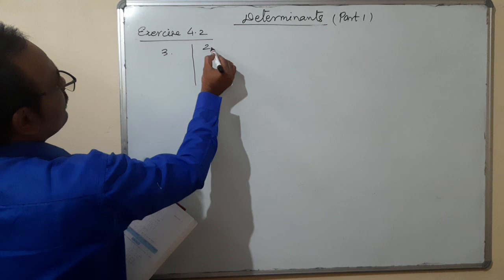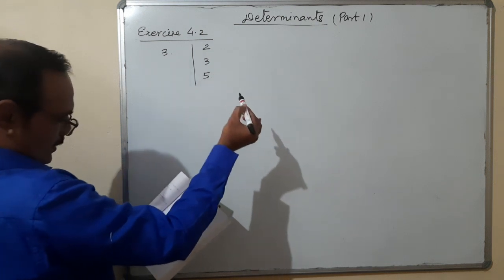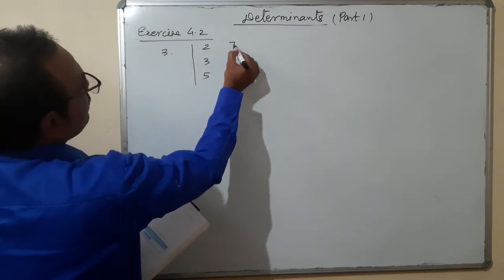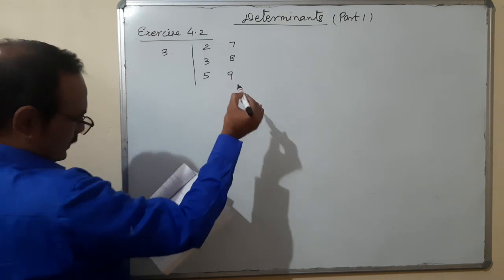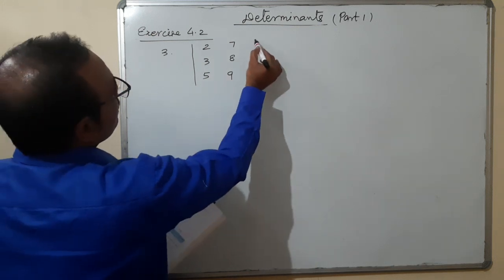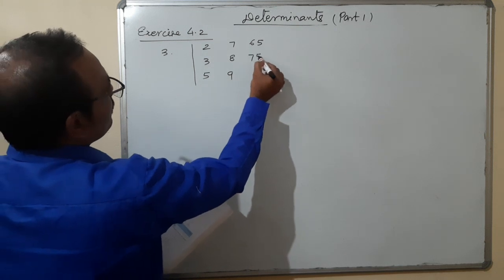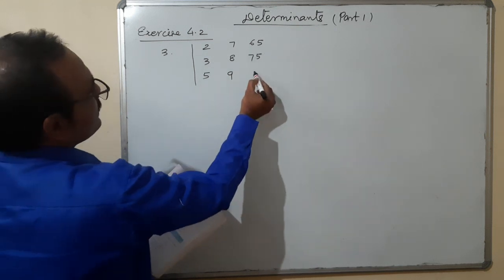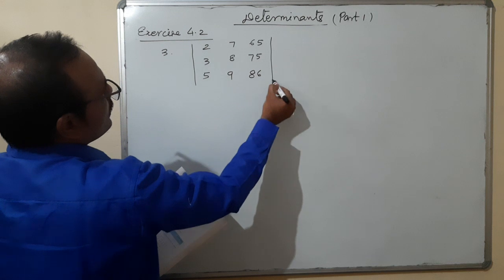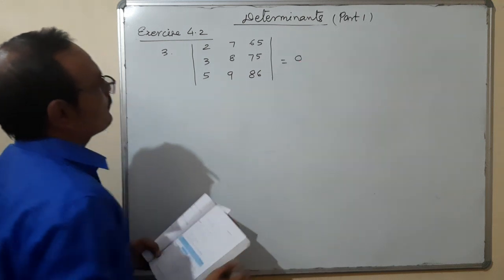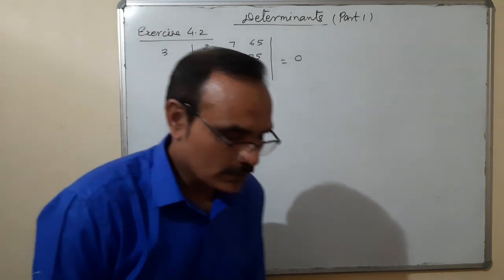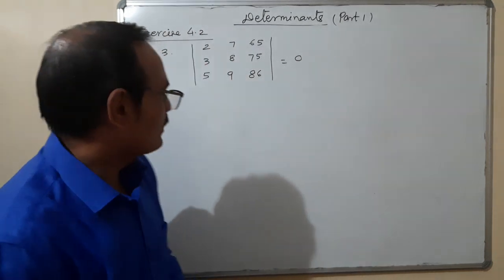The determinant has rows 2, 7, 65; 3, 8, 75; 5, 9, 86, and it is equal to 0. Okay. How to solve this determinant?